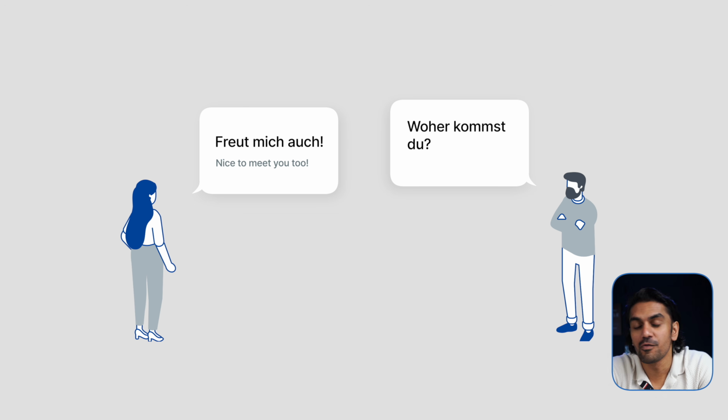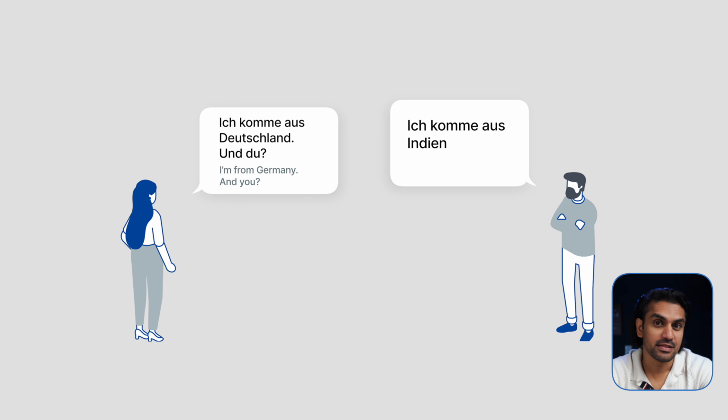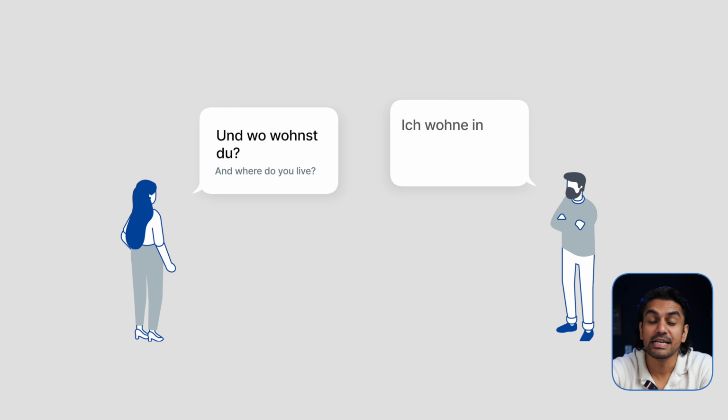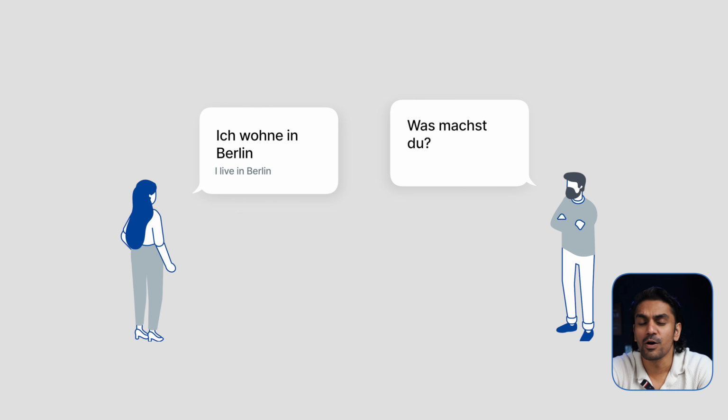"Woher kommst du?" Where are you from? "Ich komme aus Deutschland. Und du?" I'm from Germany. And you? "Ich komme aus Indien." I'm from India. "Und wo wohnst du?" And where do you live? "Ich wohne in Stuttgart. Und du?" I live in Stuttgart. "Ich wohne in Berlin." I live in Berlin.